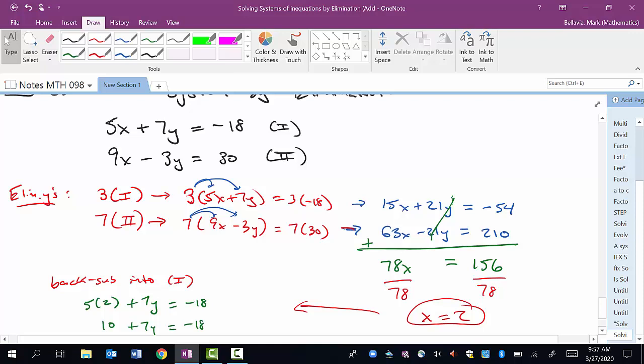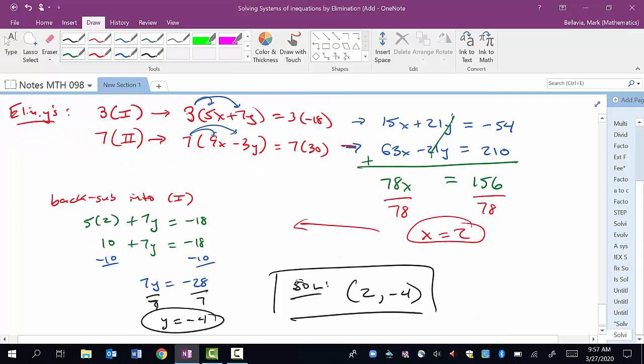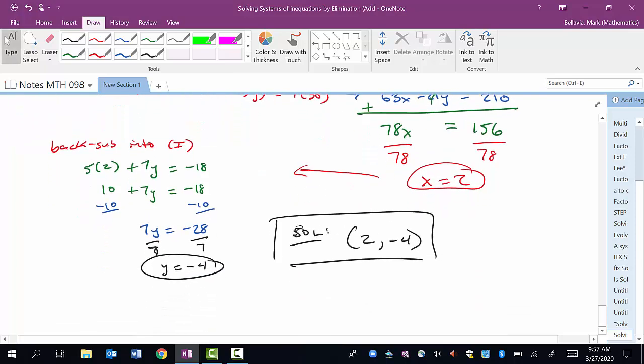If you're looking at the 5 and 9, you probably want to multiply the first equation by 9 to get a 45, multiply the second equation by a negative 5 to get a negative 45. So either way it would work. You would have just found the opposite variable first, and that's okay. It's not a big deal. The important part is that you understand how the process works.